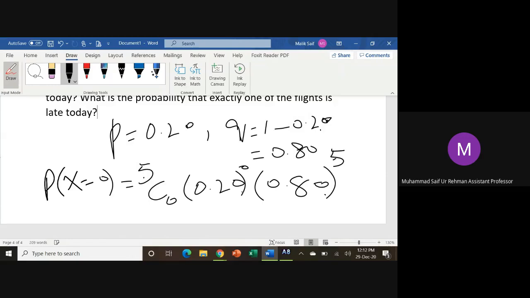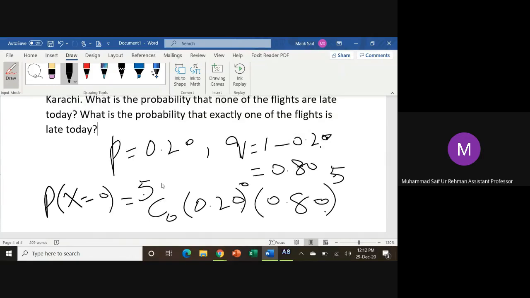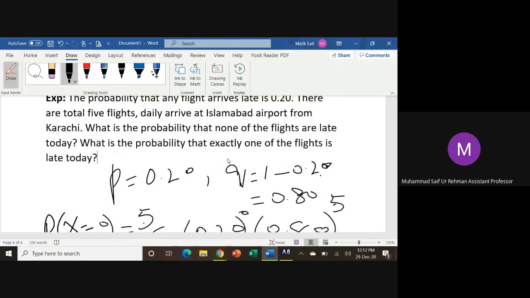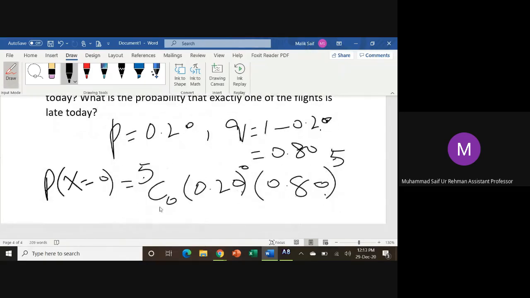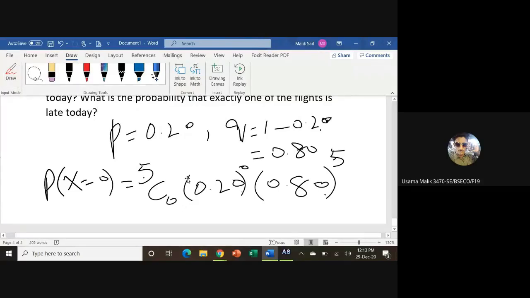So when you solve this, you will have this probability. What is the probability that none of the flights are late today? X is equal to 0. Simply substitute 0 here: 5C0, 0.20 power 0, 0.80 power 5. 5 minus 0 is equal to 5, so I'm just writing 5 here. So 5C0 is equal to 1, 0.20 power 0 is equal to 1. So you simply have to take 0.80 raised to the power 5. See what is the answer. 0.3277.